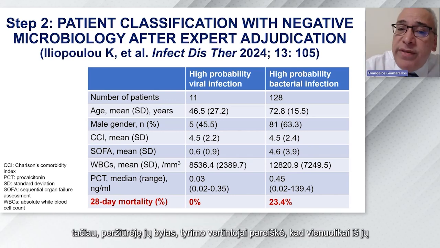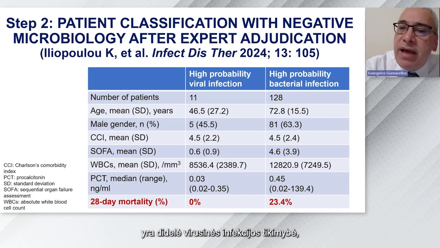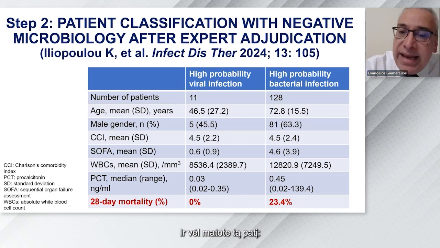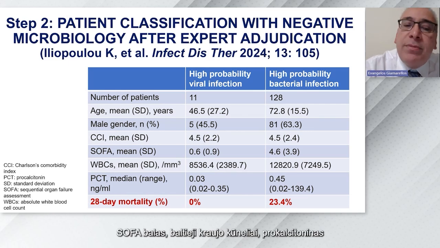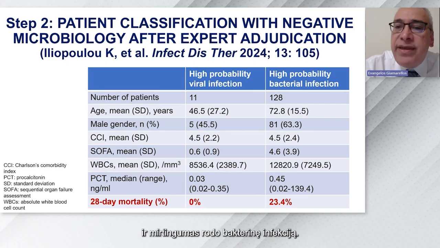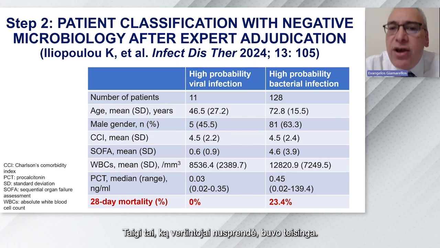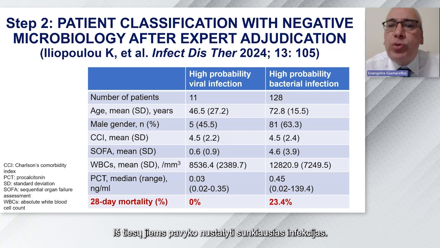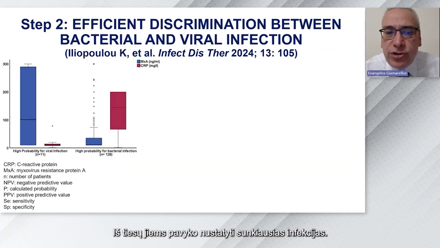But after reviewing their files, the adjudicators said 11 of them are at high probability of viral infection and 128 are at high probability of bacterial. And again, you see the same thing. SOFA score, white blood cells, procalcitonin, and mortality point to bacterial infection. So what the adjudicators said was correct. Indeed, they managed to pinpoint the most difficult infections.